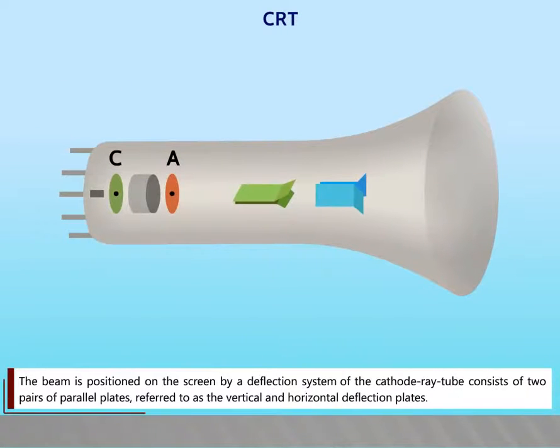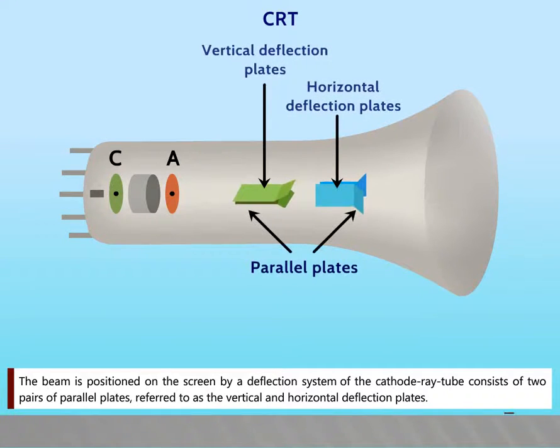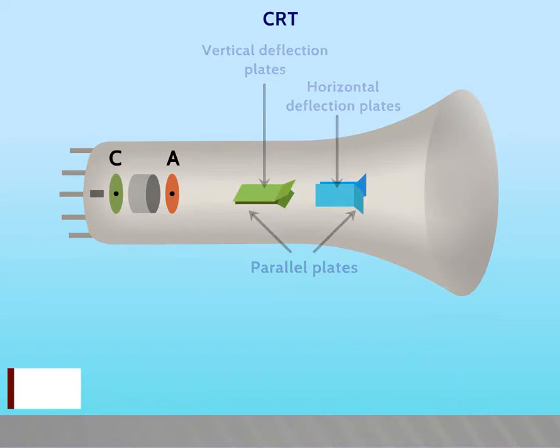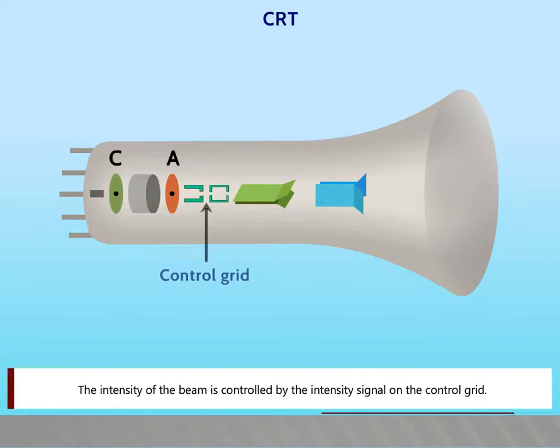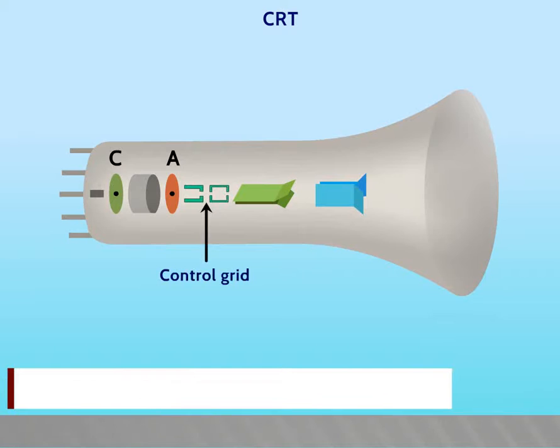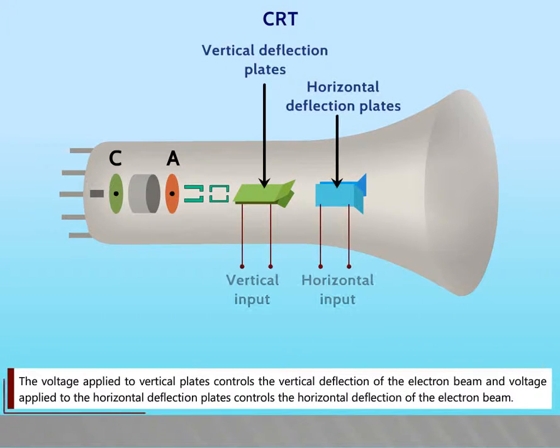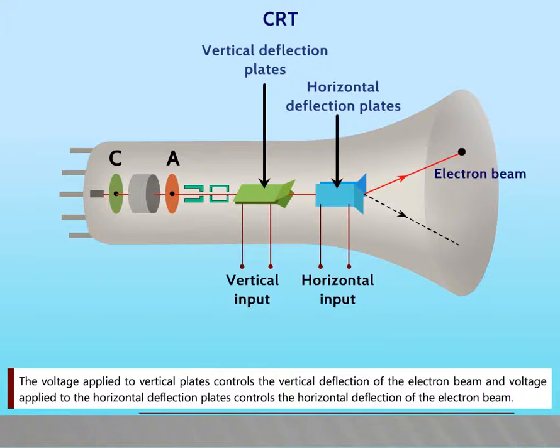The beam is positioned on the screen by a deflection system of the cathode ray tube which consists of two pairs of parallel plates referred to as the vertical and horizontal deflection plates. The intensity of the beam is controlled by the intensity signal on the control grid. The voltage applied to vertical plates controls the vertical deflection of the electron beam, and voltage applied to the horizontal deflection plates controls the horizontal deflection of the electron beam.